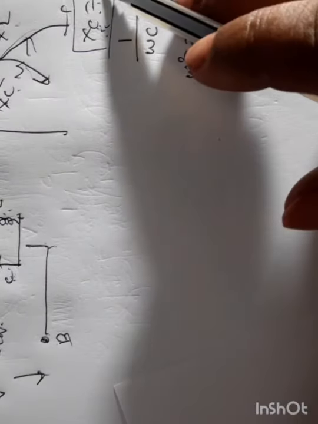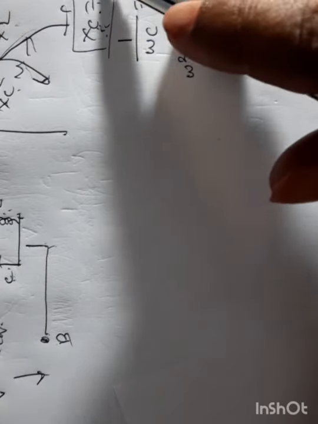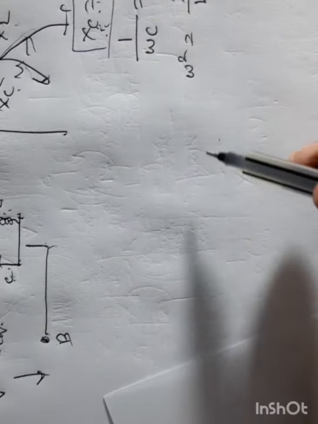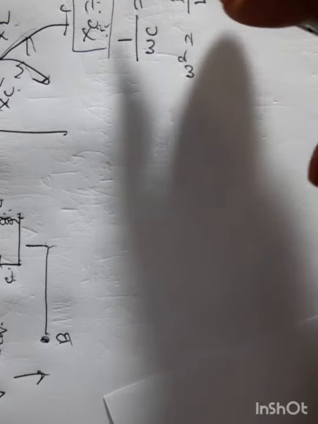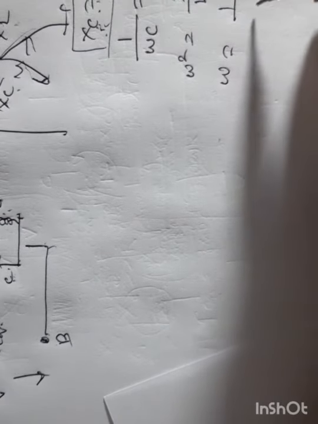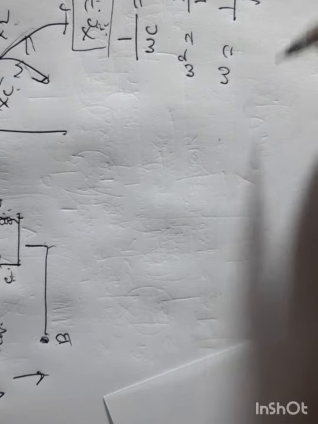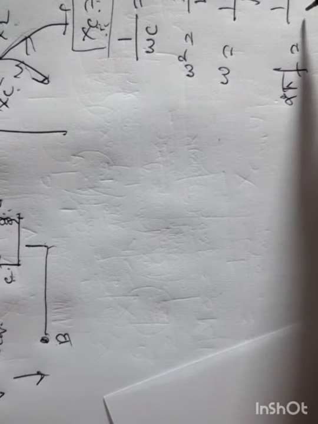XC equals XL at resonance. XC means 1 over omega C, which is equal to XL, which is omega L. Therefore, on cross multiplying and simplifying, omega squared equals 1 by LC, or simply omega is equal to 1 over root LC. But omega is 2 pi f, so 2 pi f equals 1 by root LC. Therefore, frequency f is equal to 1 over 2 pi root LC.